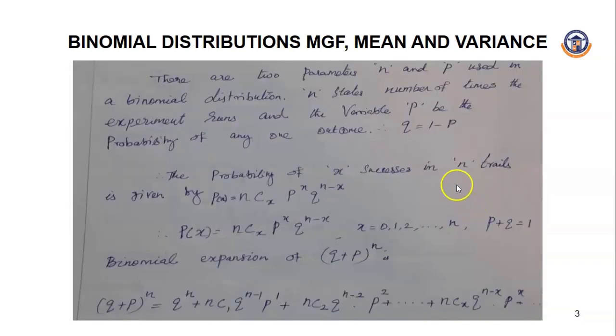The probability of x successes in n trials is given by p of x is equal to nCx p power x q to the power n minus x. So here, probability of success plus probability of failure is equal to 1. That is p plus q is equal to 1 and q is equal to 1 minus p. Then this (q plus p) whole to the power n, this binomial expansion can be written as q power n plus nC1 q to the power n minus 1 p power 1 plus nC2 q to the power n minus 2 into p square plus and so on plus nCx q to the power n minus x into p power x.